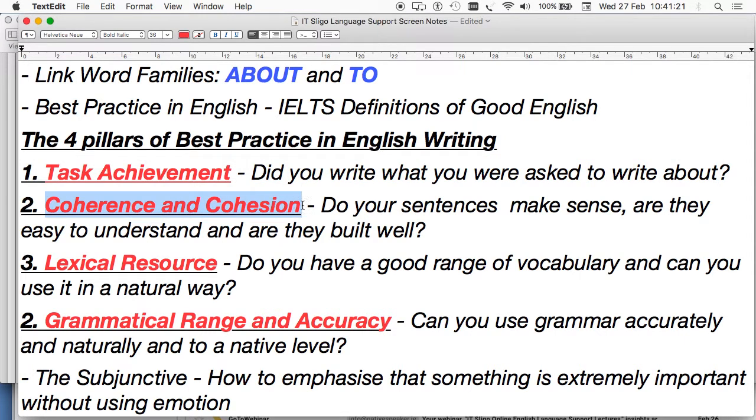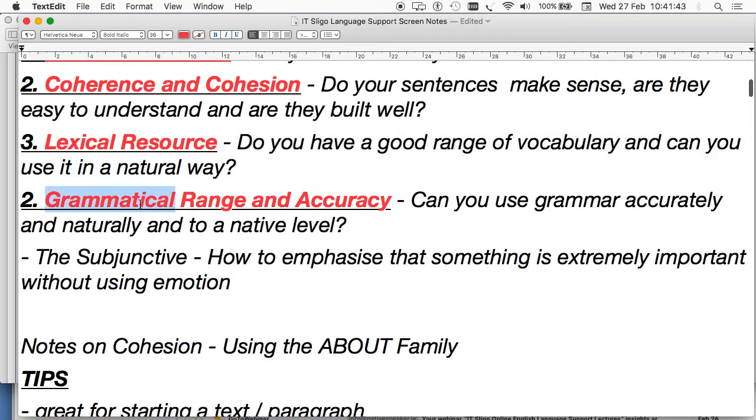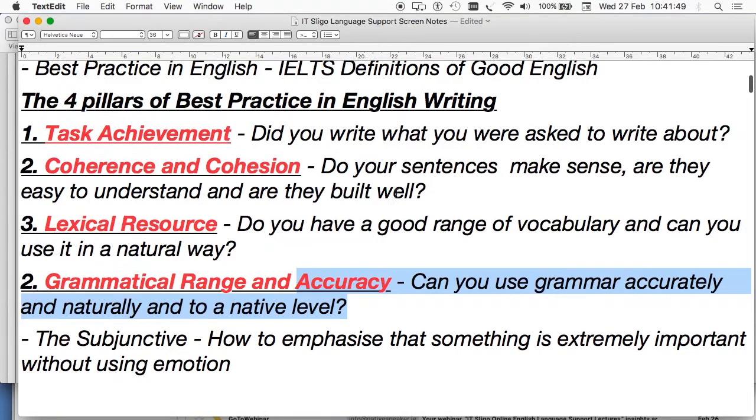Coherence and cohesion. Coherence means do your sentences make sense, and are they easy to understand? That's coherence. And cohesion means are they built well? Okay, so we looked at that last night. Lexical resource means do you have a good range of vocabulary and can you use it in a natural way? Grammatical range and accuracy, can you use grammar accurately and naturally and to a native level? And that's what we'll be working at together.